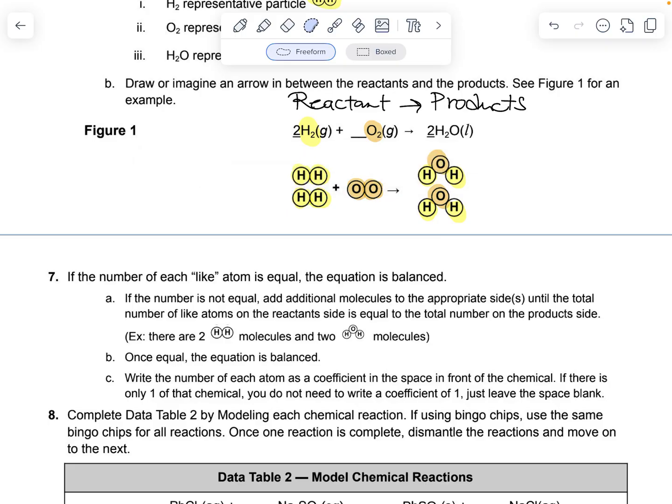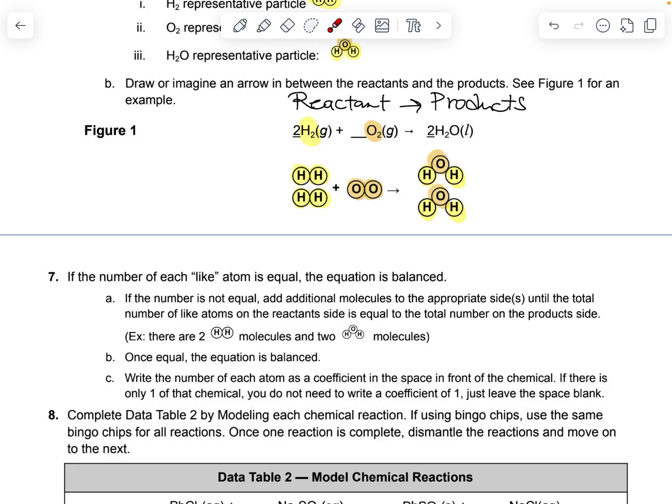And then once we have part C, write the number of each atom as a coefficient in the space in front of the chemical. If there's only one of that chemical, you do not need to write the coefficient of 1, just leave the space blank. So we have 2 H2s, and hydrogen is diatomic, and so that's why this is an H2. So we have 2 H2s, we have 1 O2, oxygen is also diatomic, and then I have 2 H2Os.